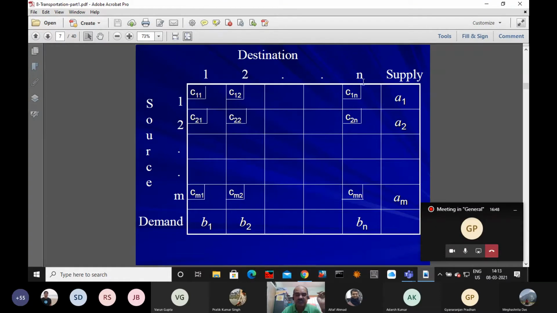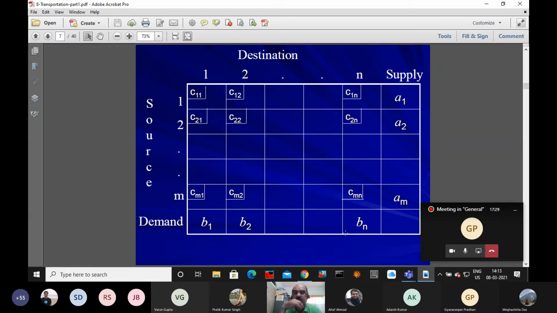In the last row we have CM1, CM2, up to CMN. CM1 is the unit transportation cost if you transport from source M to destination 1. Similarly, CM2 is the unit transportation cost from source M to destination 2, and CMN is the unit transportation cost from source M to destination N. These are the transportation costs.